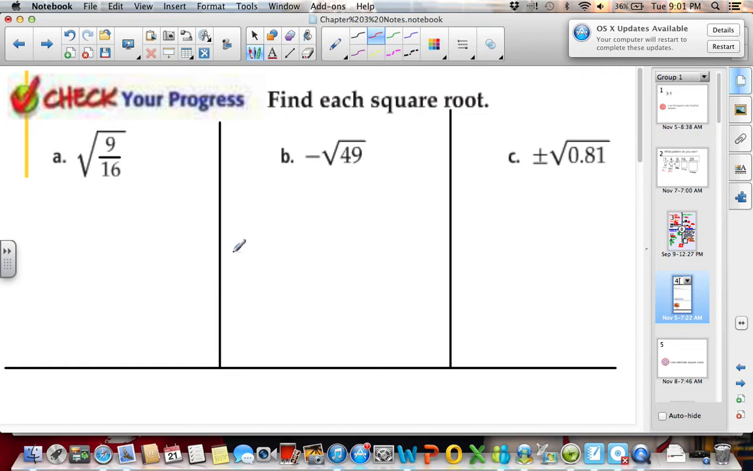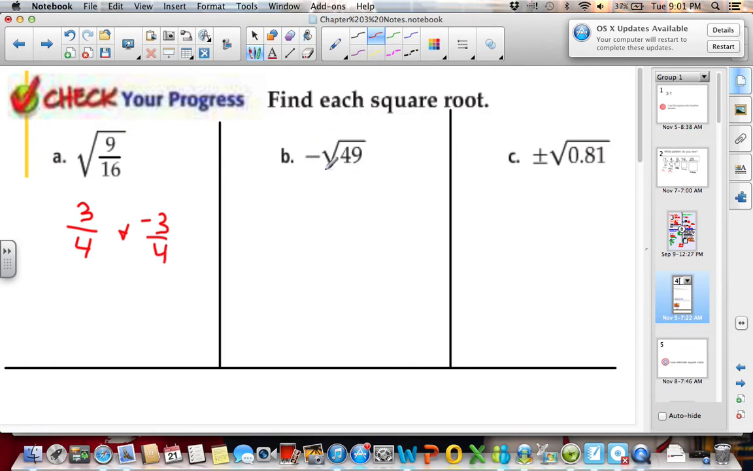Okay, and really quickly, I want you to find the square root of A, B, and C. So the square root of 9 is 3, and the square root of 16 is 4. So the answer would just be 3/4, because it's not telling us to give the positive and the negative, just the positive. But if you did 3/4 and negative 3/4, that is fine.